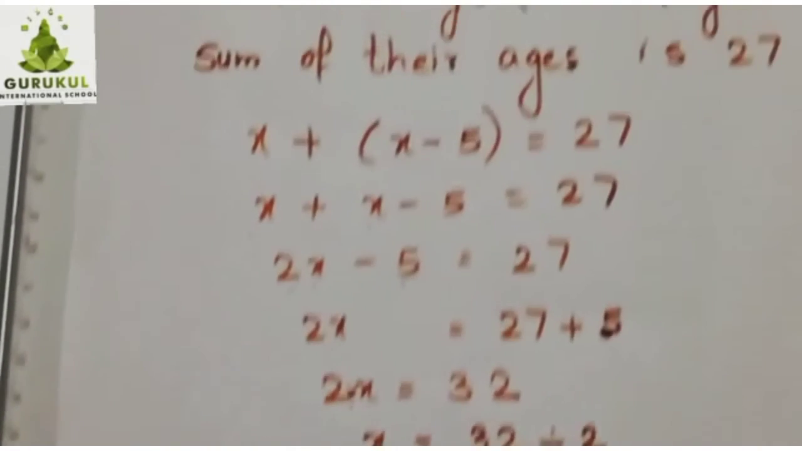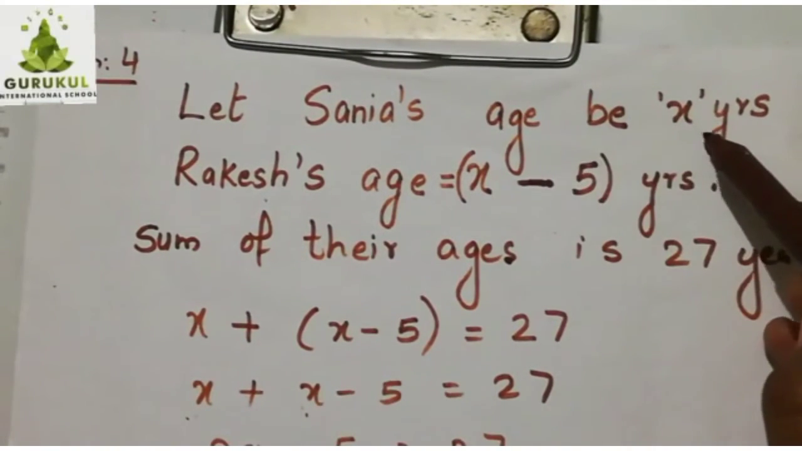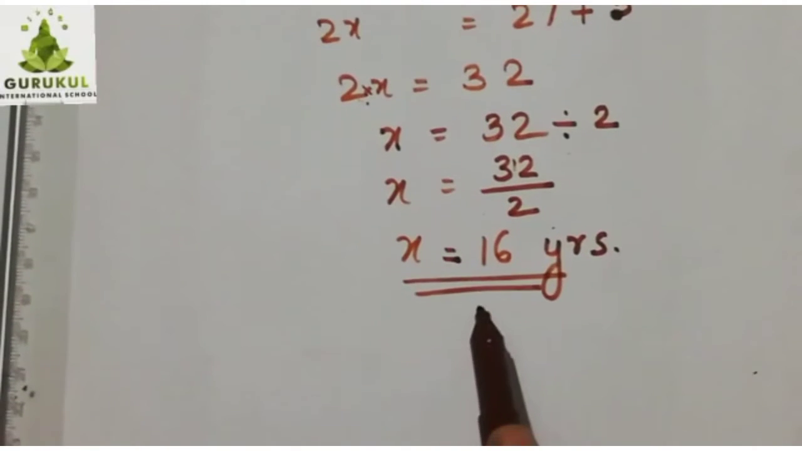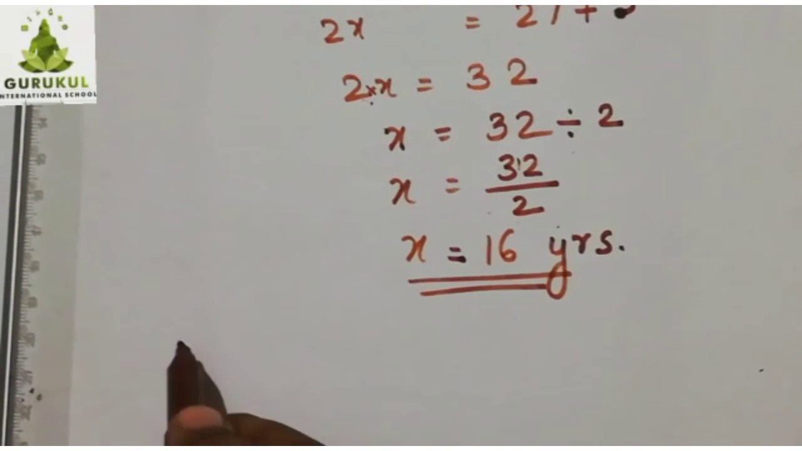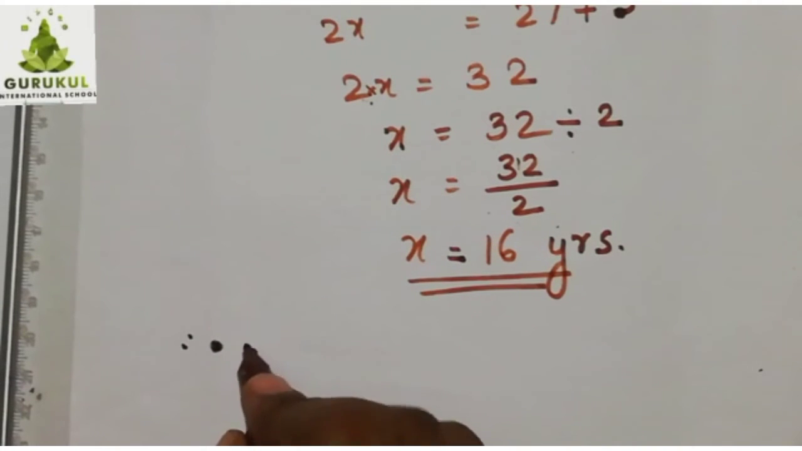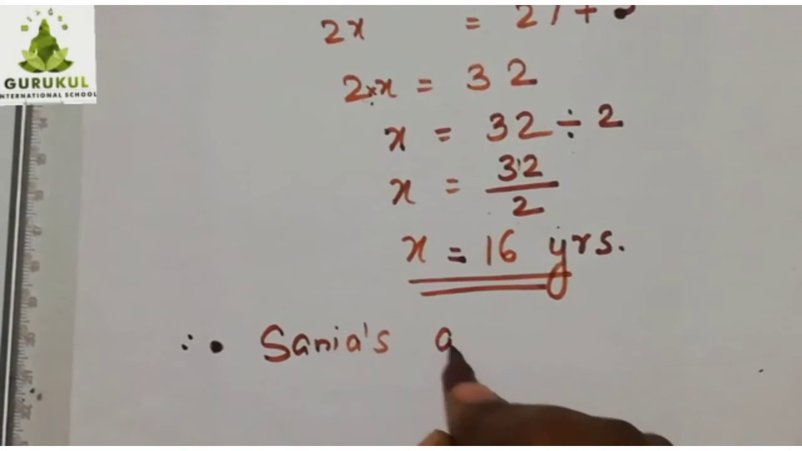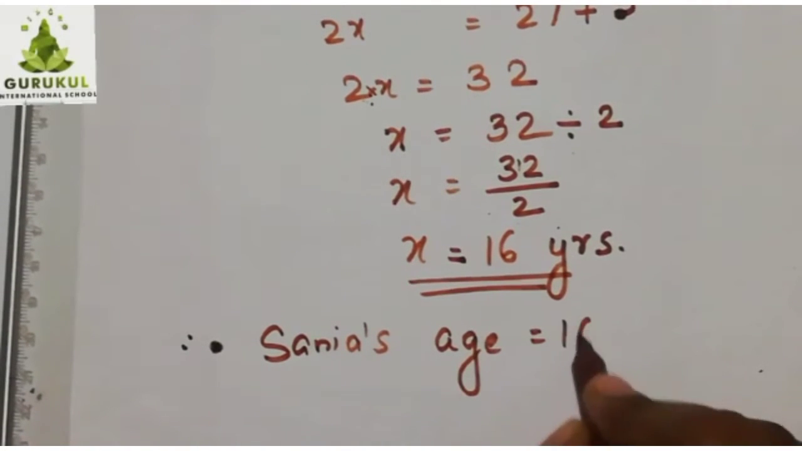Now what did we take x as? We took Sania's age as x. Let Sania's age be x years. So Sania's age we got, x is equal to 16 years. So what will you write here now? For the final answer, you have to write, therefore Sania's age is 16 years.